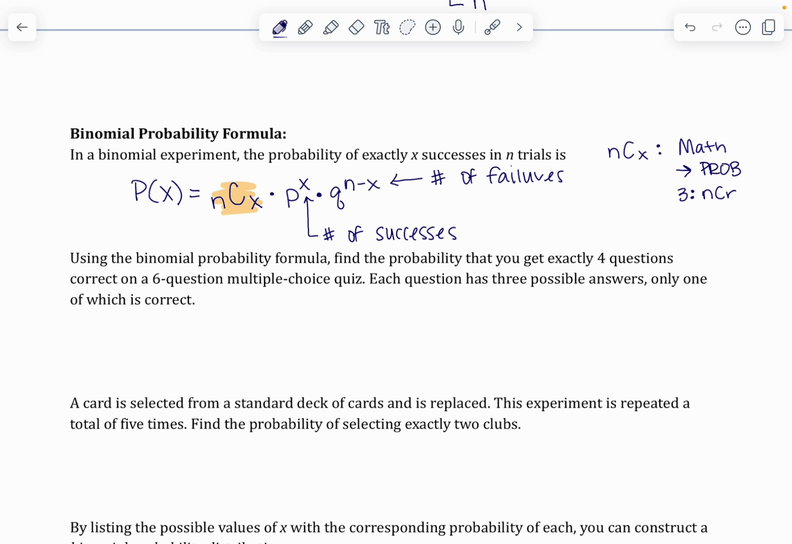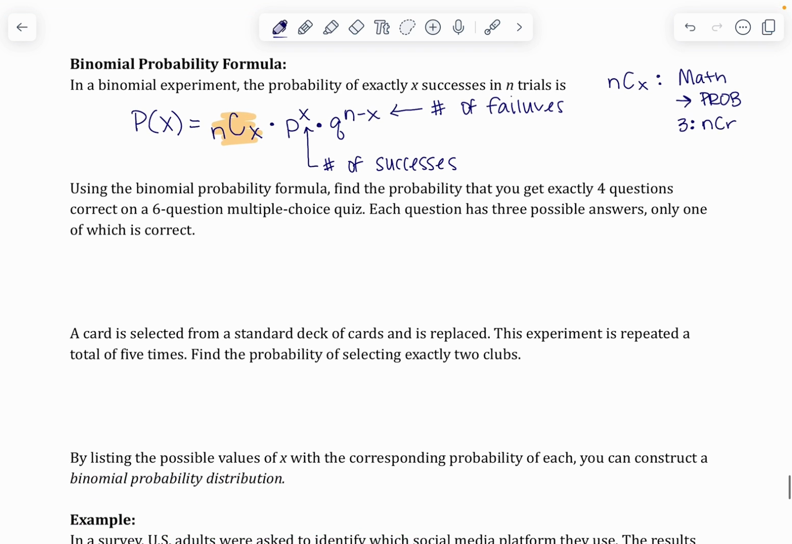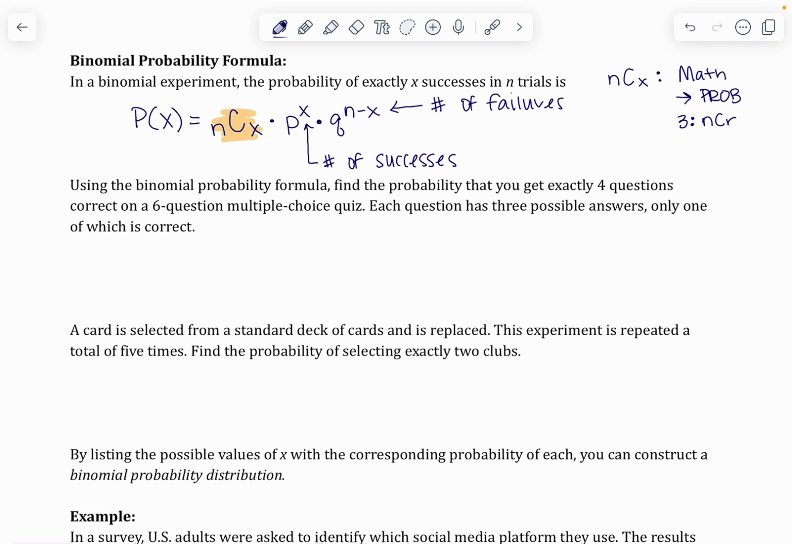Okay, so we're going to do another problem, and then we'll practice plugging in the calculator. So using the binomial probability formula, find the probability that you get exactly 4 questions correct on a 6-question multiple choice quiz. Each question has 3 possible answers, only one of which is correct.